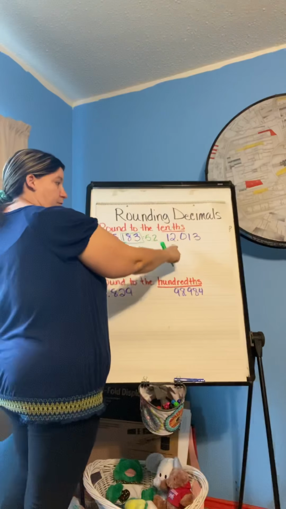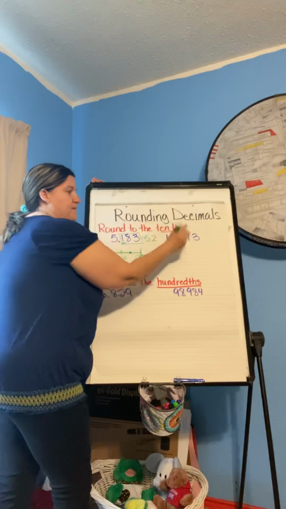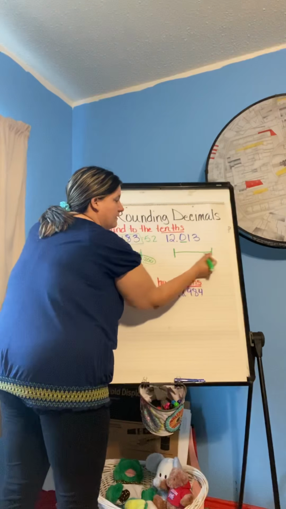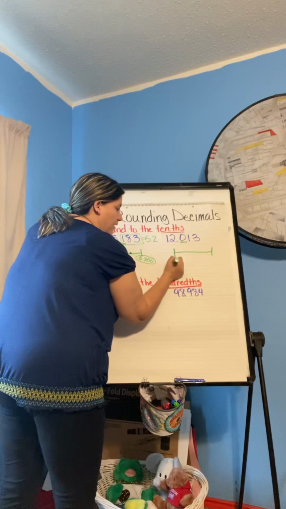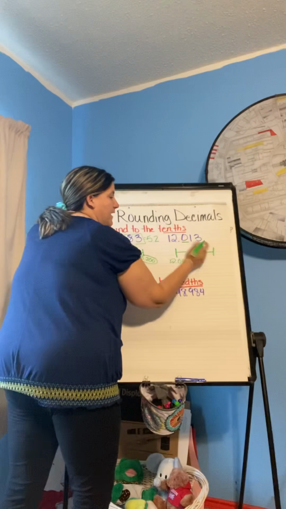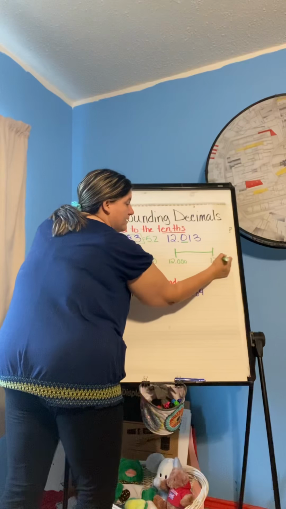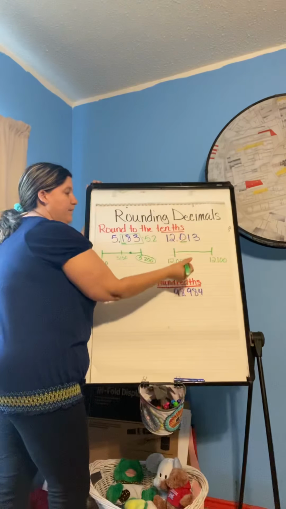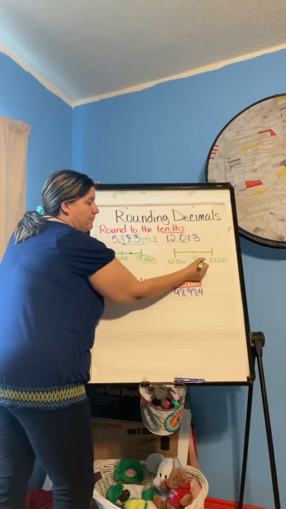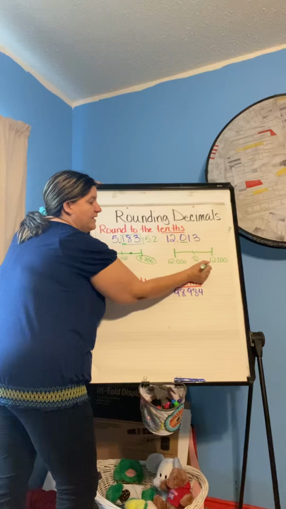Okay, again, over here, we're still rounding to the 10th place. I'm going to make my basic number line. So this side is 12 and 0/10. This side would go one up, would be 12 and 1/10. And the middle would be 12 and that would be 0 and it'd be 50.